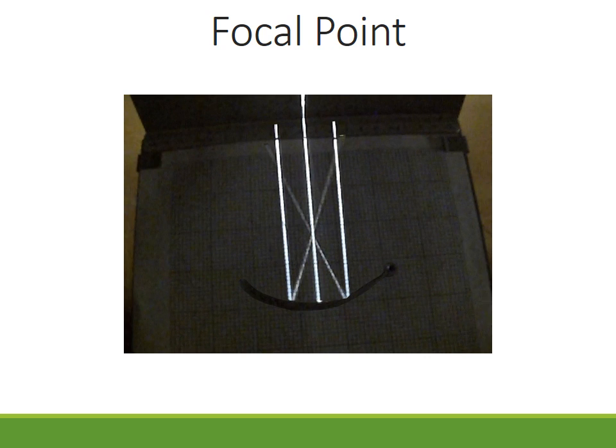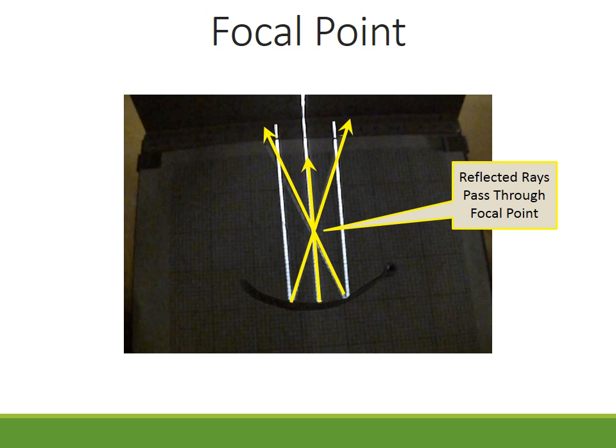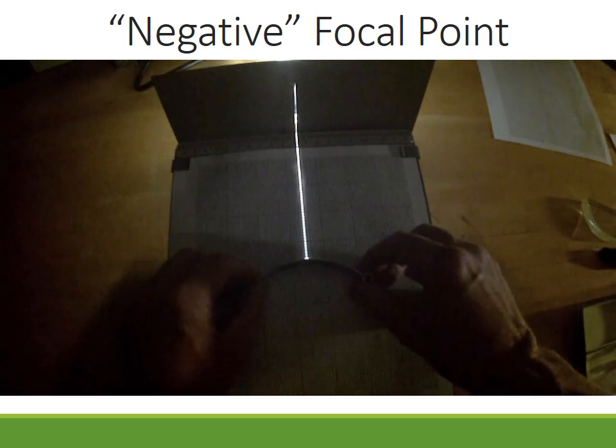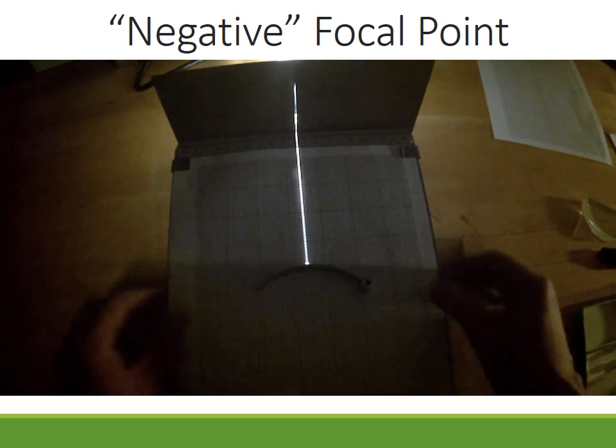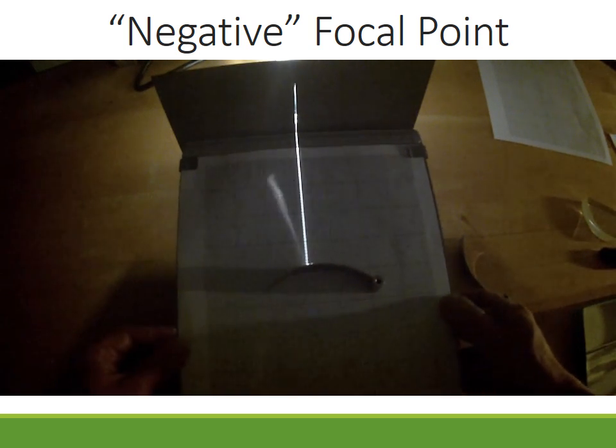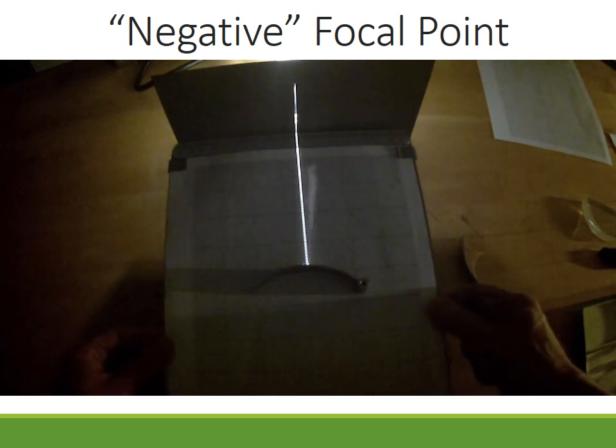So here are 3 of those beams overlaid together. We have the incoming parallel rays, and then they are reflected, and you'll notice that they pass through the focal point. We can also speak of focal length, which is the distance from the focal point to the curved mirror. So we can actually have a negative focal point as well. So here the light, instead of bouncing off through a fixed point, it just seems to diverge away from the curved mirror.